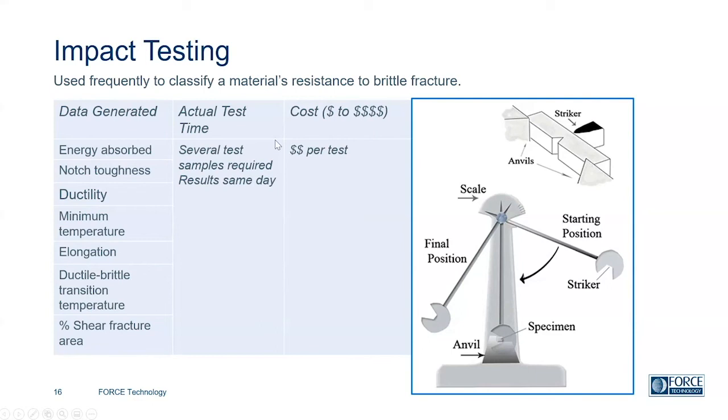So what sort of data can we generate? The absorbed energy, the notch toughness, level of ductility, minimum temperature, elongation, the ductile to brittle transition temperature, percentage shear fracture area. The test time is relatively quick per test. The results could be made known on the same day, but we normally need to do several of these. We can't just do one. We typically do them in batches of three. And also the cost falls into the medium range, similar to what a tensile test will cost.